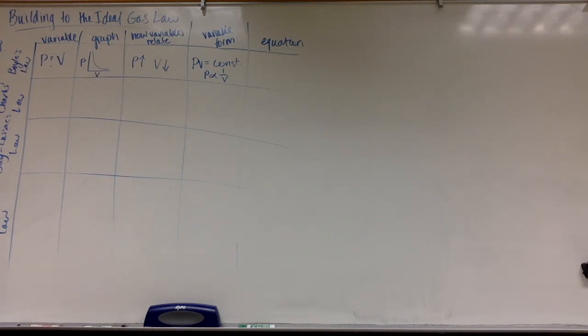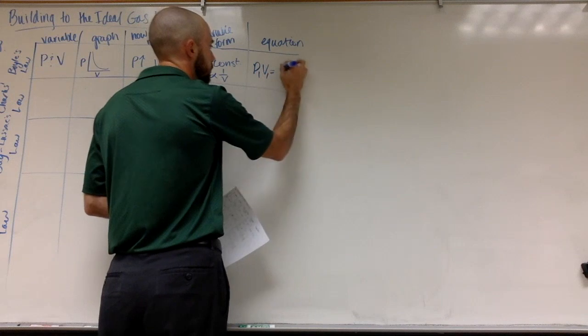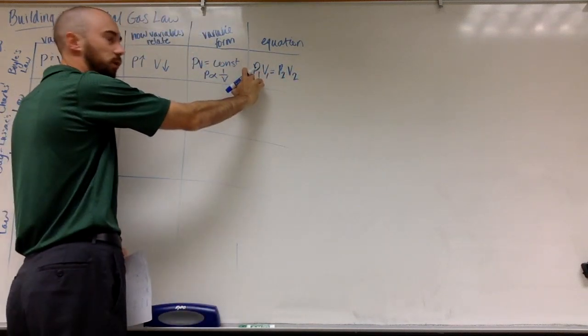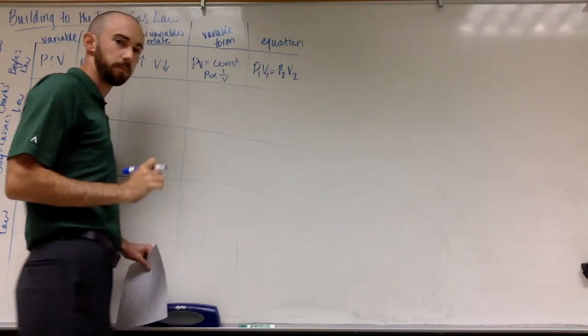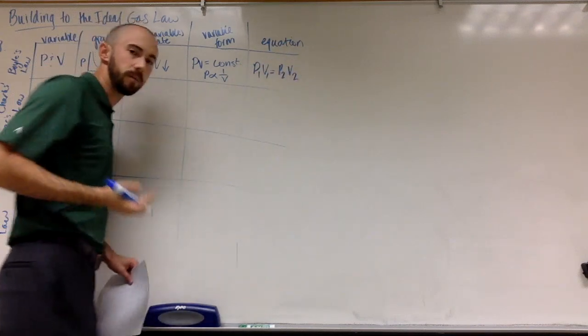So when we write out Boyle's Law, we get P1 V1 equals P2 V2. This just means the pressure and volume multiplied by each other in a before state is going to equal the pressure multiplied by the volume in an after state. If I increase my pressure later, that means my volume has to go down.